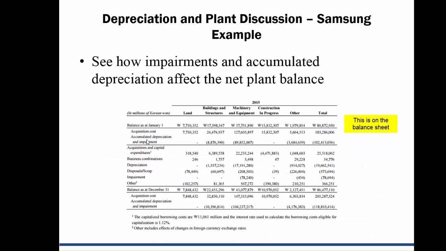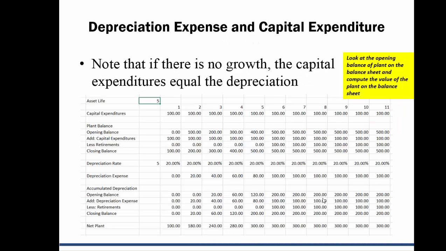And then this is kind of in the notes. You can see that they start at the beginning balance. They see how it goes up and how it goes down, and they show the closing balance of an asset. And it goes up and down just like we did in the very first thing.